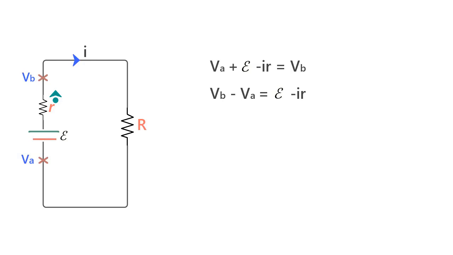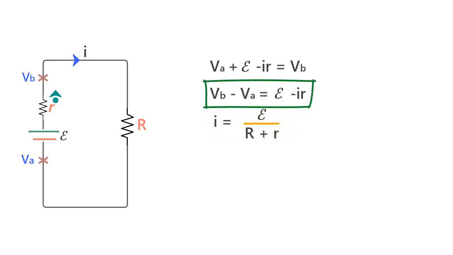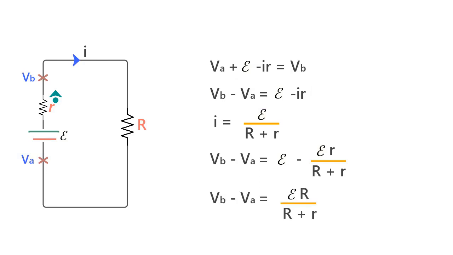Well, we can also find the value of I, which equals EMF E divided by capital R plus small r. And if we substitute the value of I in this equation, what we get is VB minus VA is equal to EMF minus EMF r upon capital R plus r, which equals EMF capital R upon R plus r, that is capital R plus r.